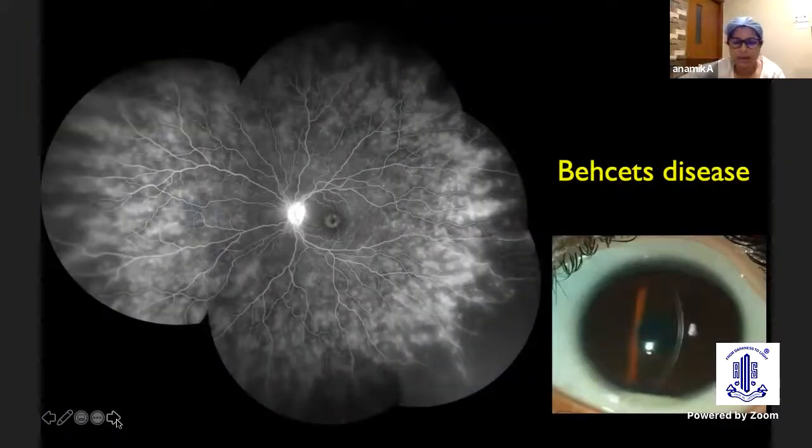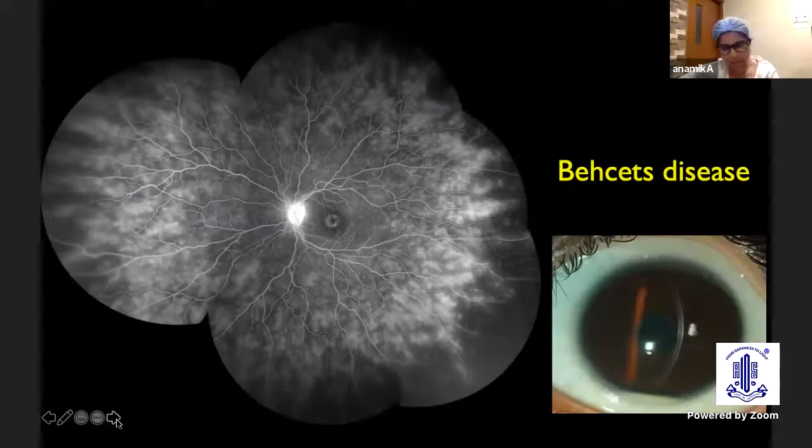So let me start with a very common and well-known presentation of a disease known as Behçet's disease. Behçet's disease, as we all know, presents with a hypopyon, rather a cold hypopyon. And in these patients with the classical history of recurrent mouth ulcers, if you do a fluorescein angiography, like what you can see here, there is disc hypofluorescence. We can see cystoid macular edema. But what is largely striking here is this beautiful ferning.